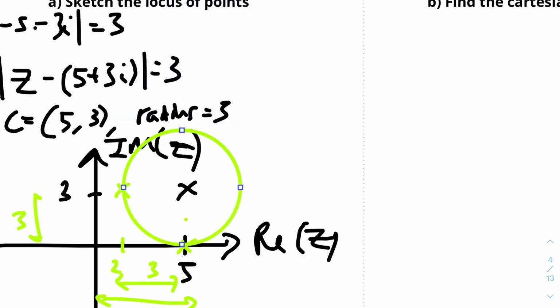And the radius isn't very accurate, so I'll just label some points. So this will be 3. And this will be 3 as well.